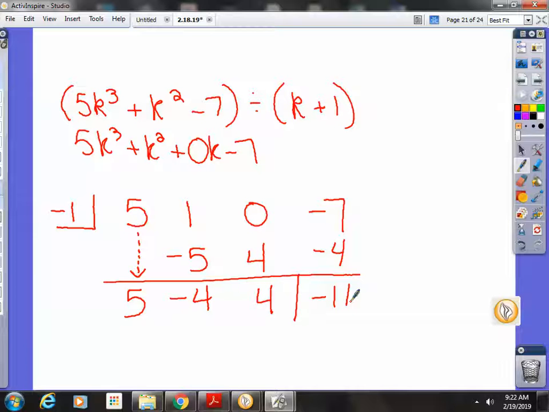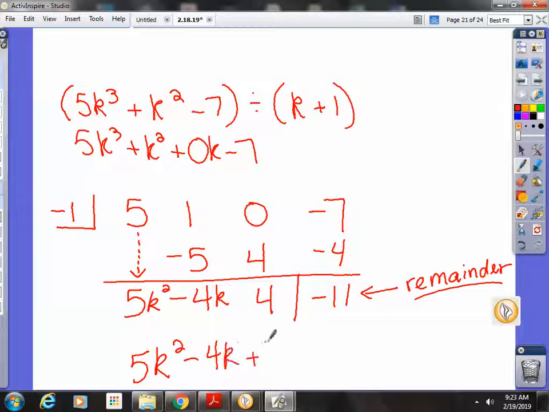Now this time we have a number left over in that box, don't we? This is going to be our remainder, just like we talked about. Now, if our highest power up here was cubed, what's ours going to be here? Squared. The variable in this problem is k, so it's going to be 5k squared, negative 4k plus 4. So write my answer. I have 5k squared minus 4k plus 4.